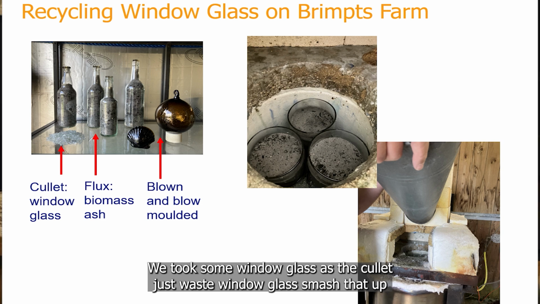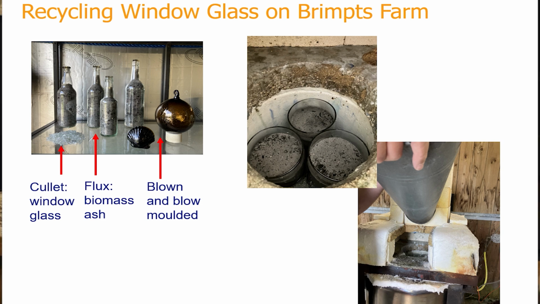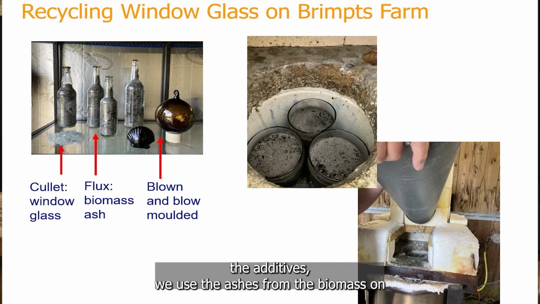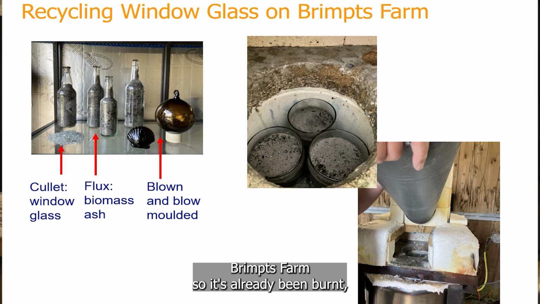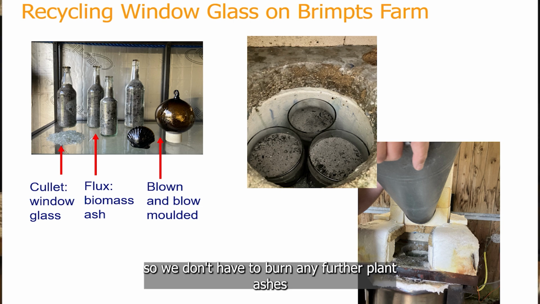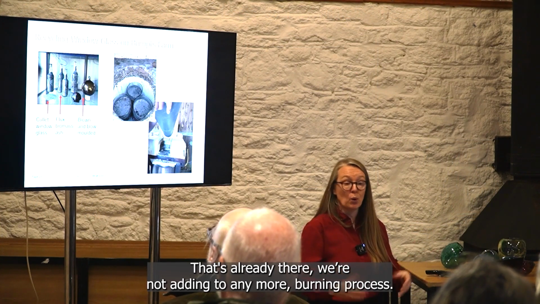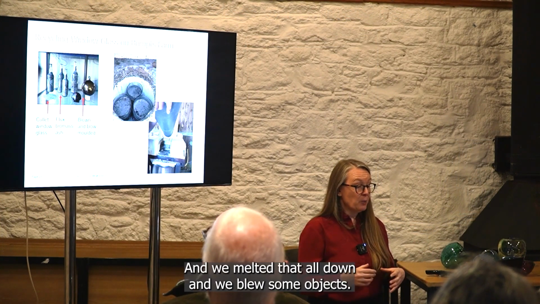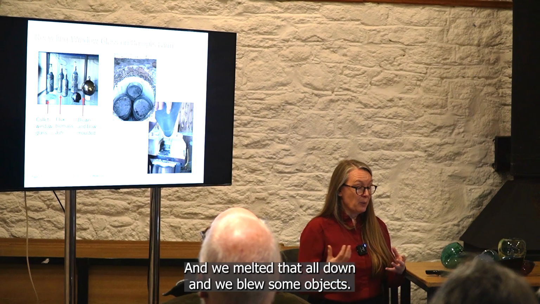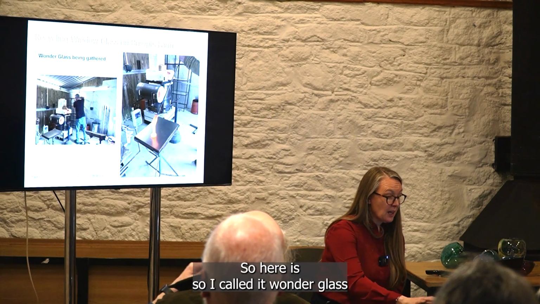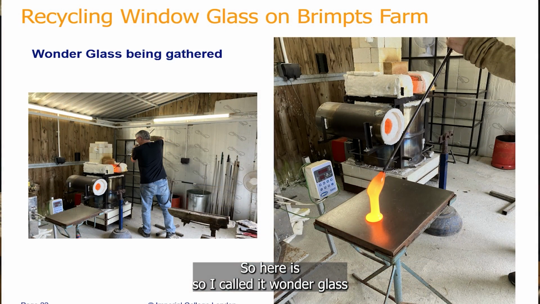We took some window glass as the cullet, just waste window glass, and smashed that up. For our flux, the additives, we used the ashes from the biomass on Brimpts Farm. So it's already been burnt, so we don't have to burn any further plant ashes. That's already there. We're not adding to any more burning process. And we melted that all down, and we blew some objects. So I called it Wonder Glass.